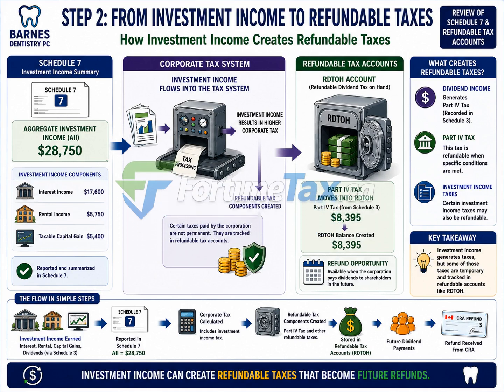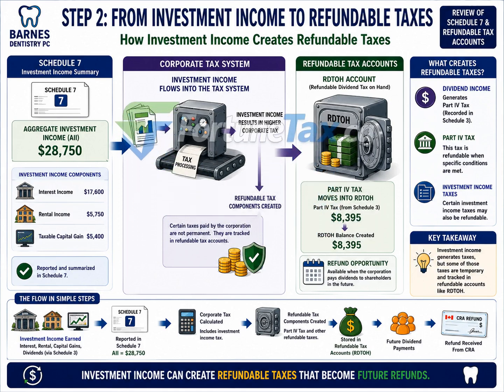We've already learned that Schedule 7 acts as the central hub for corporate investment income. It gathers interest income, rental income, and taxable capital gains and combines them into aggregate investment income. Now let's see what happens after Schedule 7 has completed its work. The key question is, how does investment income eventually connect to refundable tax accounts? Let's begin on the left side of the slide.